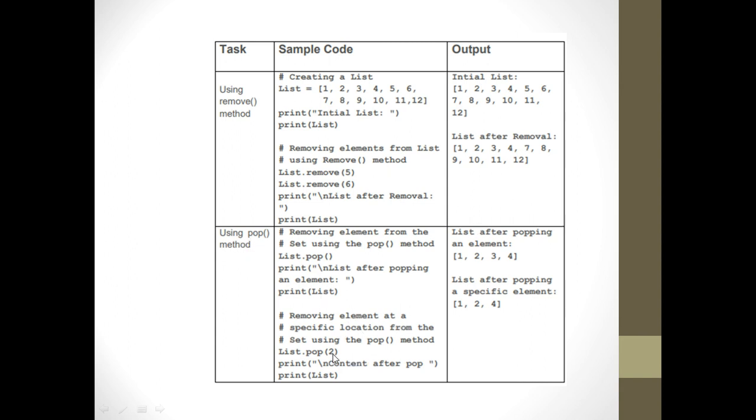Using pop. Now with pop, I need to specify what index has to be removed. So if I have 1 2 3 4, and if I say list dot pop of 2, the index 2 needs to be removed. Index 2 is this, and so after popping I will be left with 1 2 and 4.